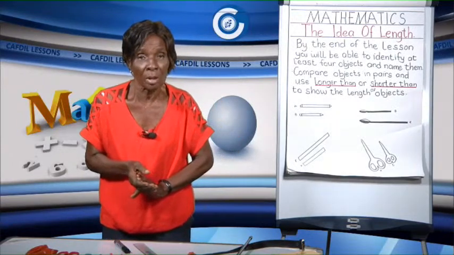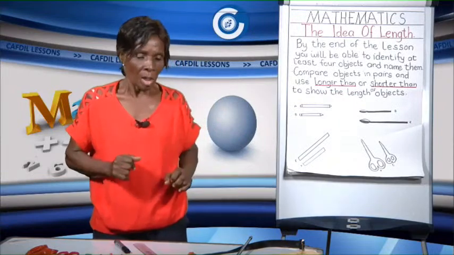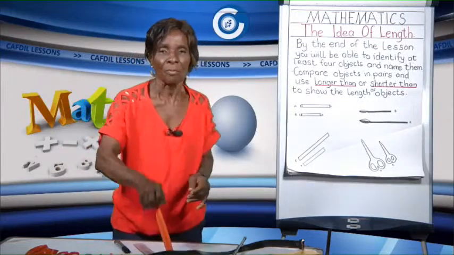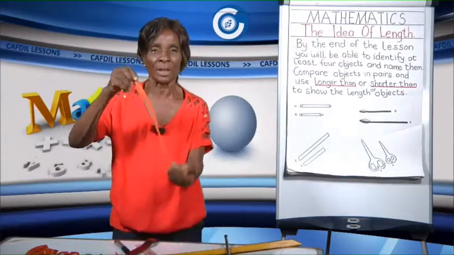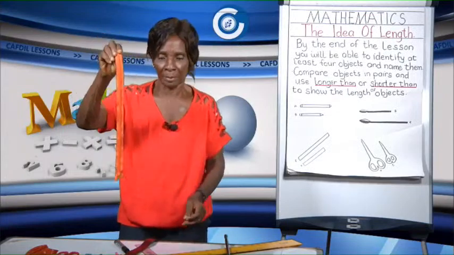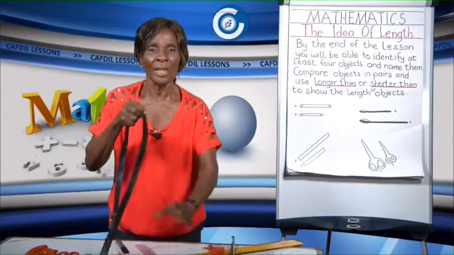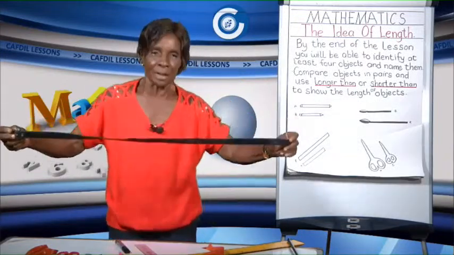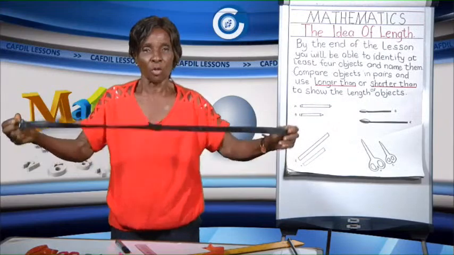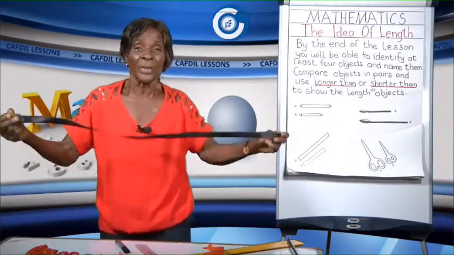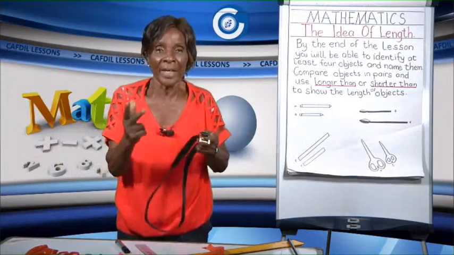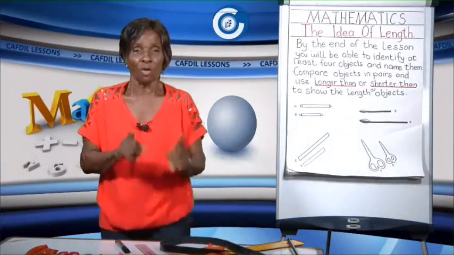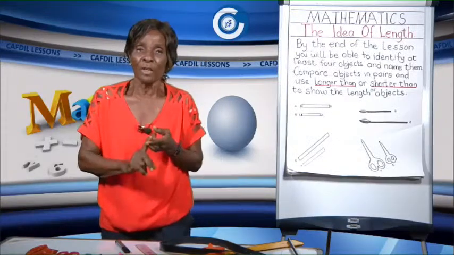Is that all? Okay. Now, I also have a belt. Have you seen this? This is my belt. And how are you going to name this? A belt. Good. We are going to compare. Now it says we compare the objects in pairs. Now on your tables, you have the pair of scissors.